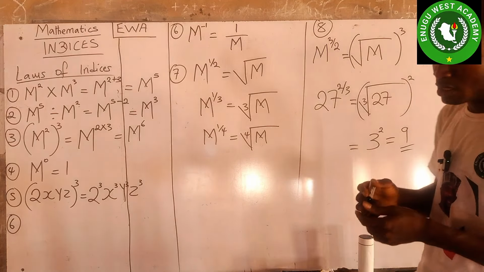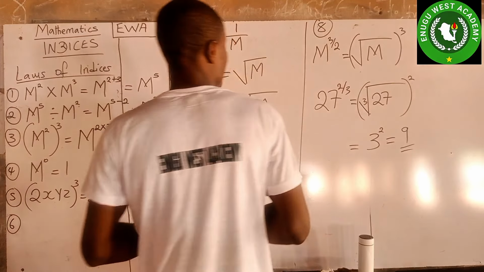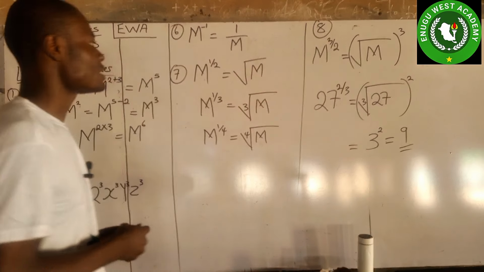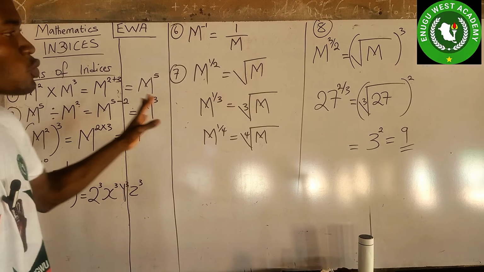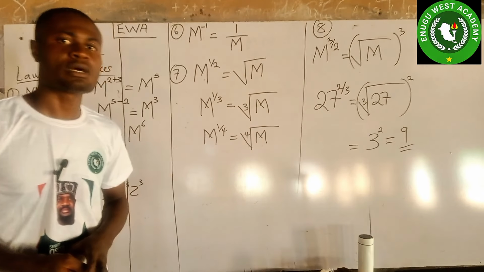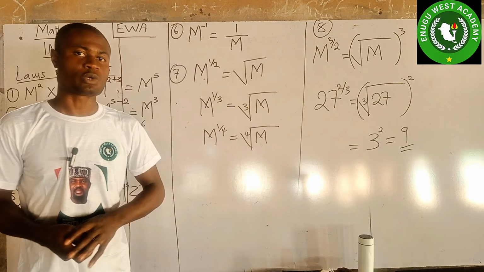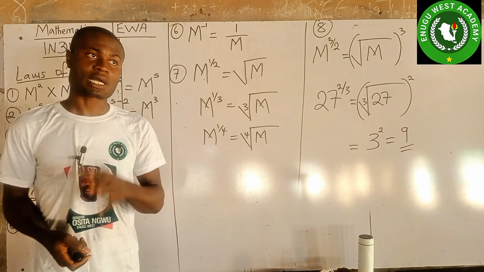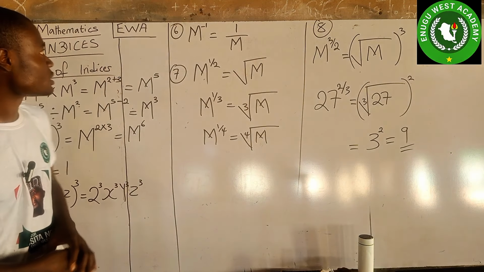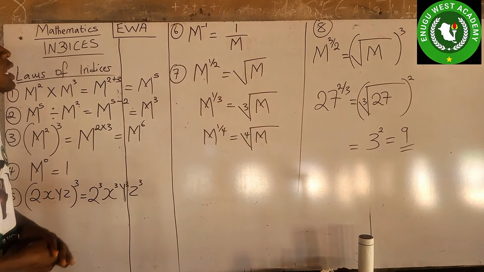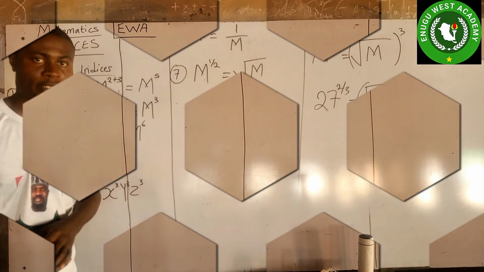So we call this fractional law, or fractional power, or fractional index. So this is all about the various laws of indices. So we are going to enter into calculations. JAMB calculations. We are going to get some JAMB questions and go through them one by one.